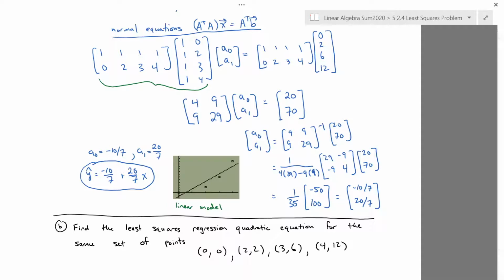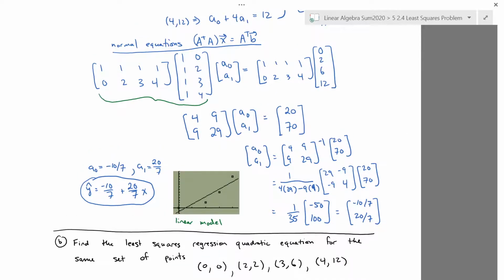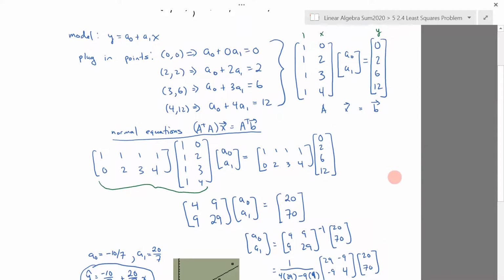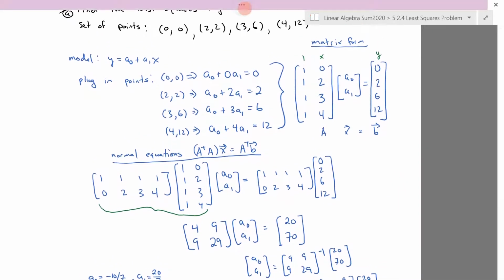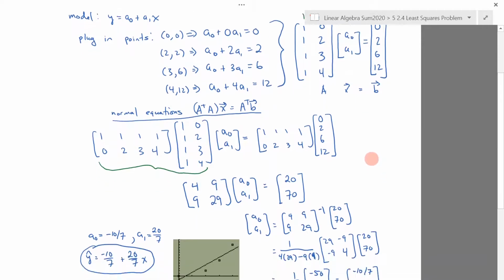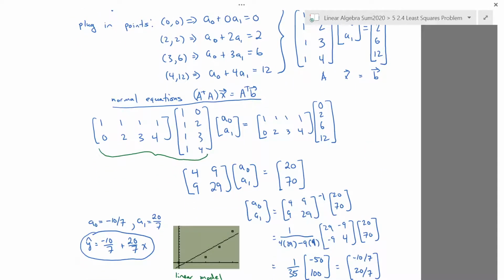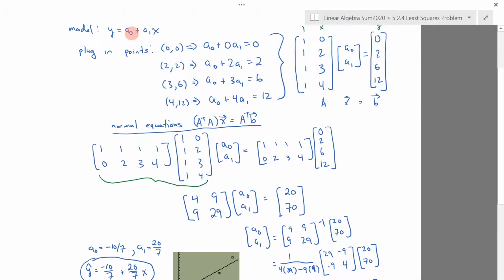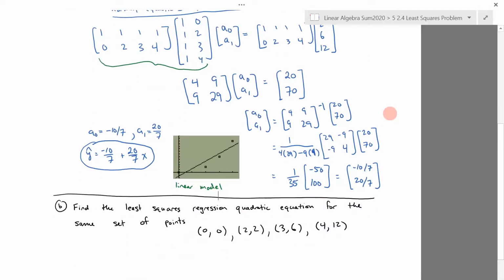Okay, so that's how we can calculate the regression line. Basically, by plugging the coordinates of the points into the model, we can set up this system of linear equations, and then we can do this calculation for the normal equations to obtain the unknown coefficients for our model.